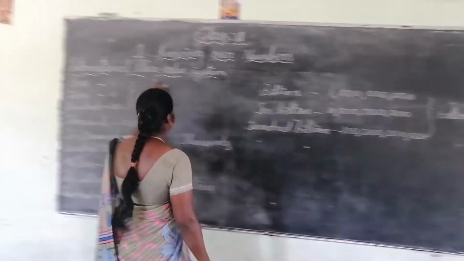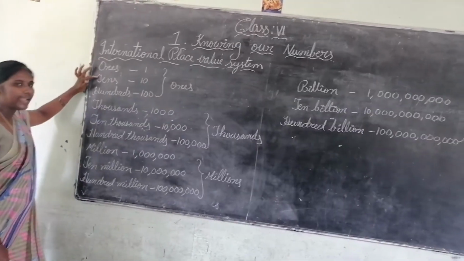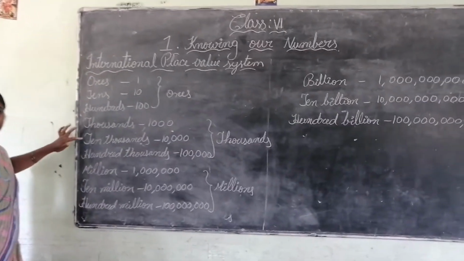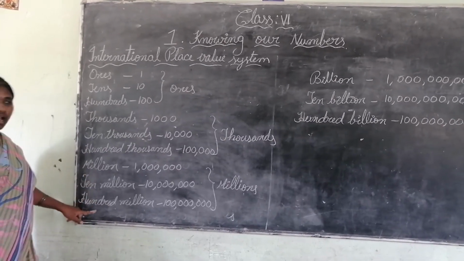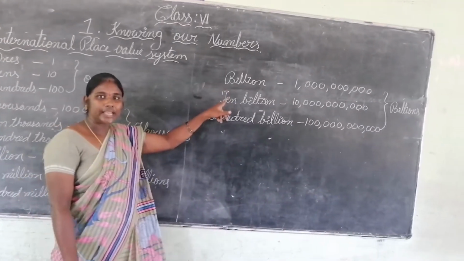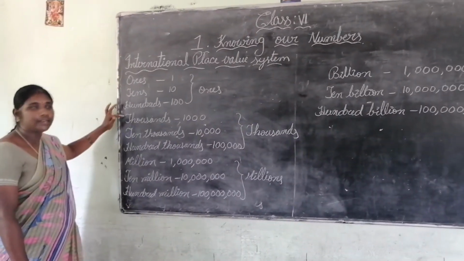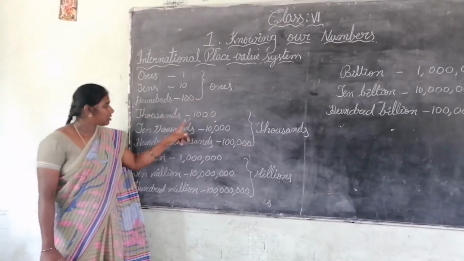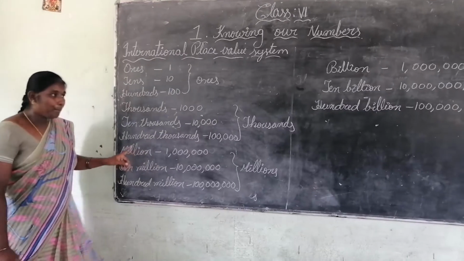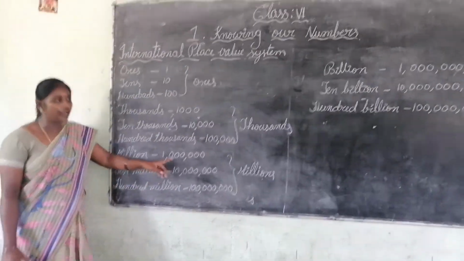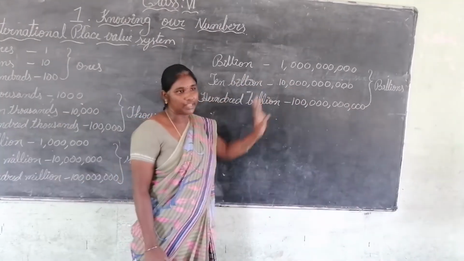Once again I am repeating. What are the place values in the international place value system? Ones, tens, hundreds, thousands, 10,000s, 100,000s, million, 10 million, 100 million, billion, 10 billion, 100 billion. Now I am explaining again. Ones, tens, hundreds come under the ones period. Thousands, 10,000, 100,000s come under the thousands period. Million, 10 million, 100 million come under the millions period. Billion, 10 billion, 100 billion come under the billions period.